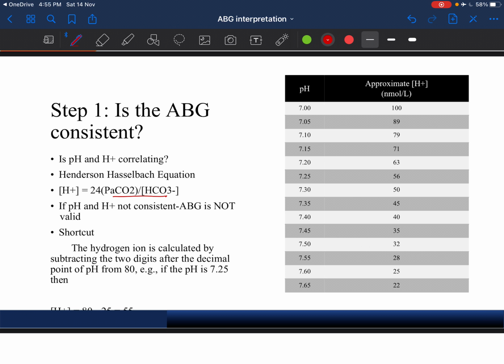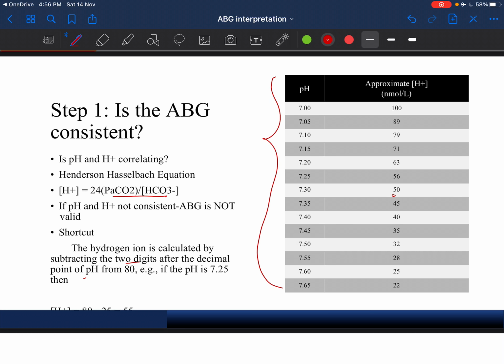In your ABG you will have your carbon dioxide, you will have your bicarbonate value, right? If you put that into the equation and you get a hydrogen ion concentration, you compare it with the standard table. This standard table will be found in any ICU textbook, emergency medicine textbook. If the hydrogen concentration is not corresponding with the pH value in your ABG strip, then the ABG is inconsistent and you may not be able to interpret that ABG because you are not sure if it was drawn and analyzed correctly.